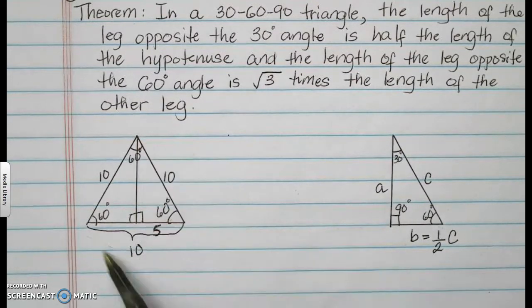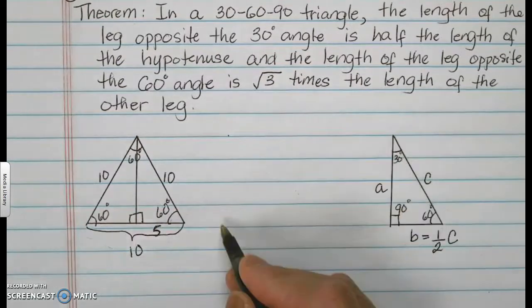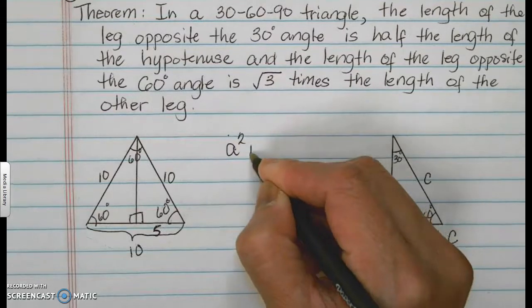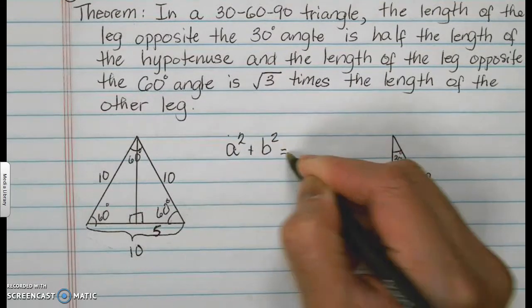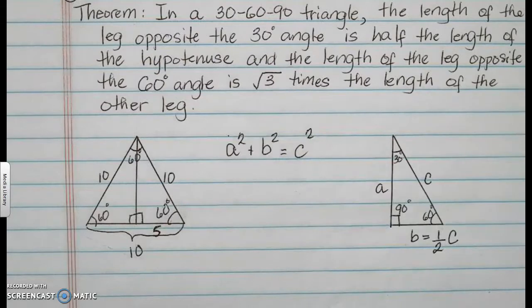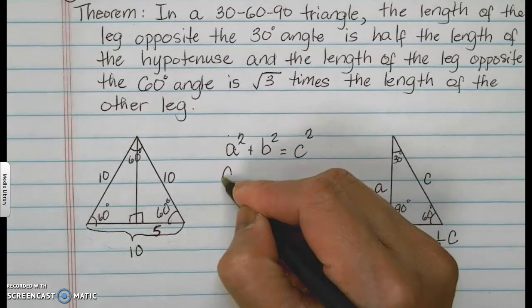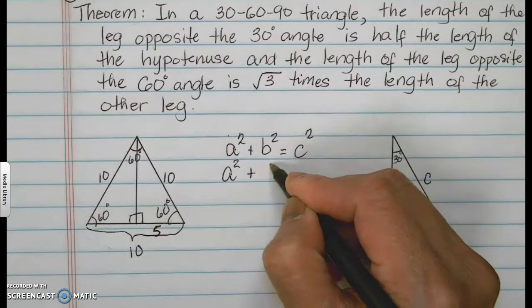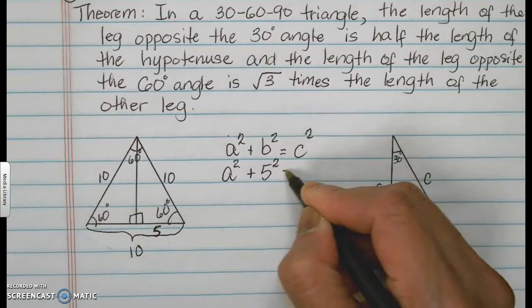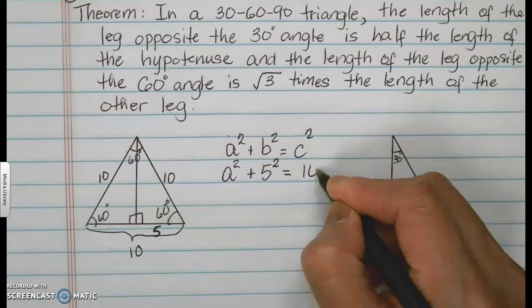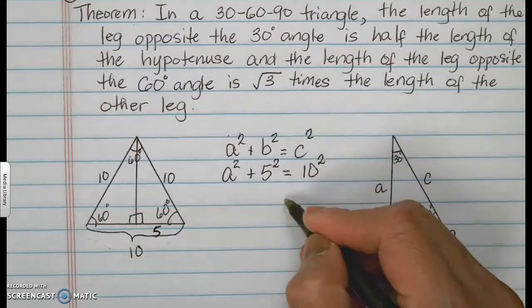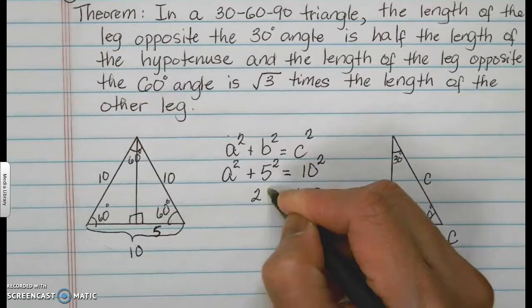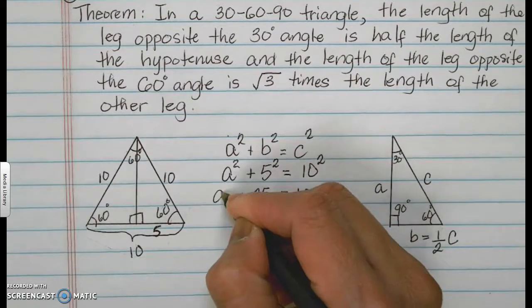Let's use this to derive. So now we are going to have A squared plus B squared equals C squared. And now what's missing is the A squared. I'm now going to put the B as 5 squared equals 10 squared. This now is going to become 100, and this is 25, and this is A squared.